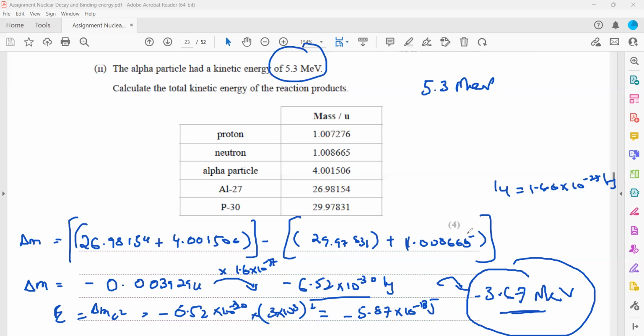So that's why the mass defect was negative. If the mass defect is negative, it means the mass has to be increased. And to increase this mass, we use kinetic energy. Some of the kinetic energy of the alpha particle is used to increase the mass, which is equivalent to minus 3.67 mega electron volt. And the remaining energy is used to move the fragments or the products. So 5.3 minus 3.67 equals 1.6 mega electron volt. So 1.6 mega electron volt is the kinetic energy of the fragments.